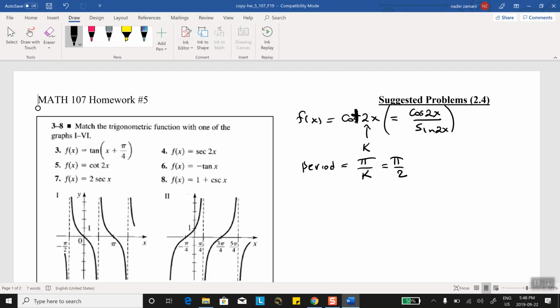So the period of this function is pi over 2, and the choice is yours. All you have to do is make sure that whatever you plot is between an interval whose length is pi over 2. So I will do that between 0 and pi over 2. That'll be fine with me.